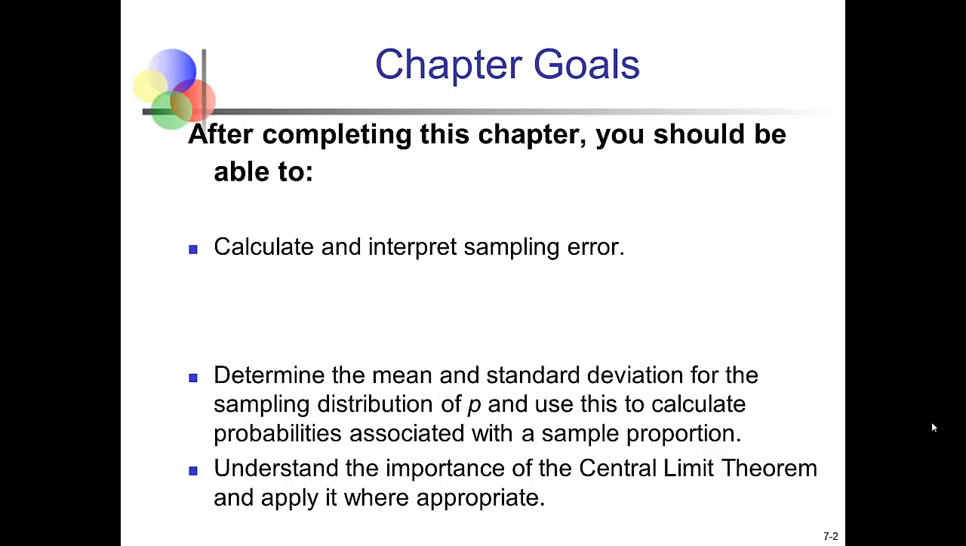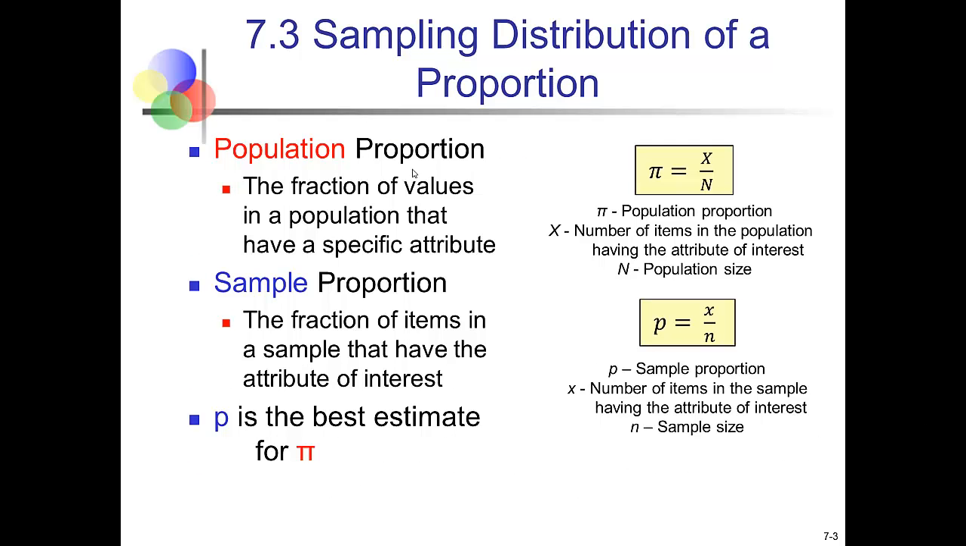to a sample proportion. So population proportion, that's going to be a population parameter measure. It measures the entire population. It's the fraction of the values in the population that take on a specific attribute. We denote the population proportion with the Greek symbol pi.